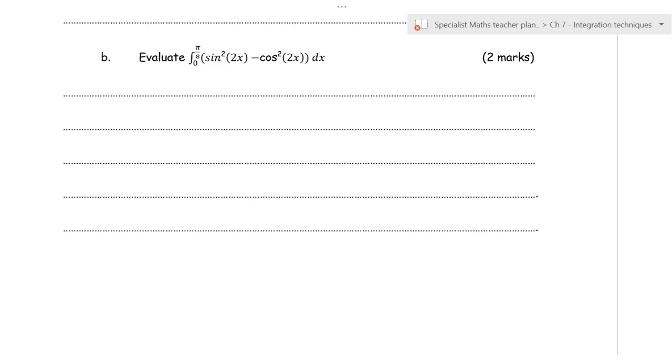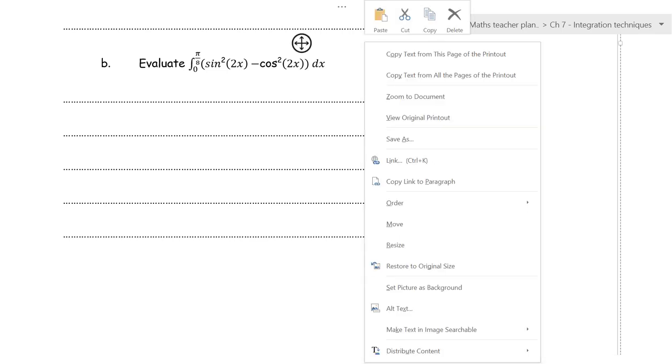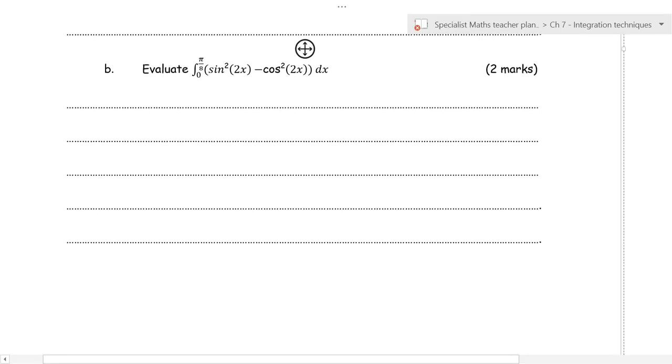I'll let you bring in a bound reference to your test. The one thing I'm not going to let you bring in though is a calculator. So bound reference, but no calculator, because anyone can work this out in the calculator.